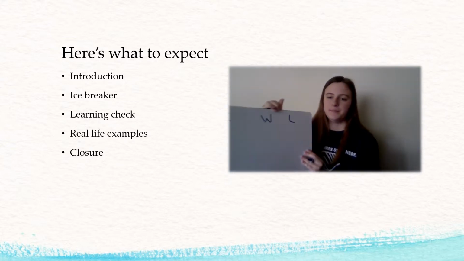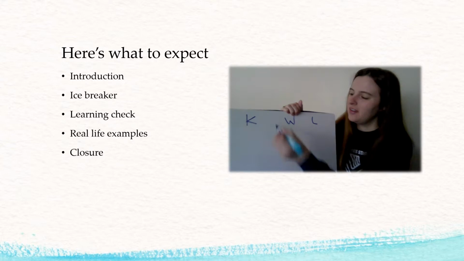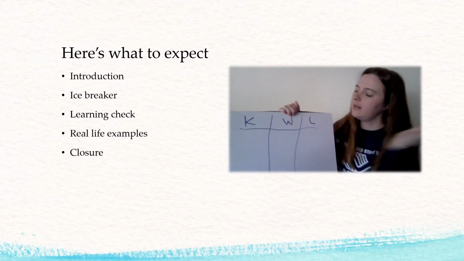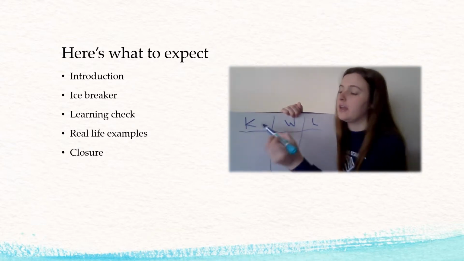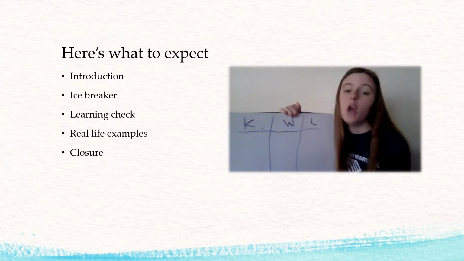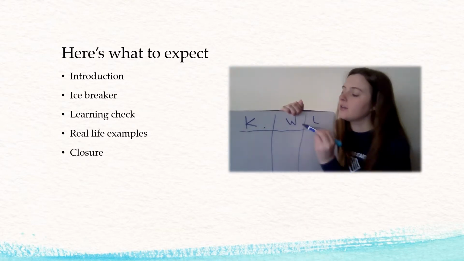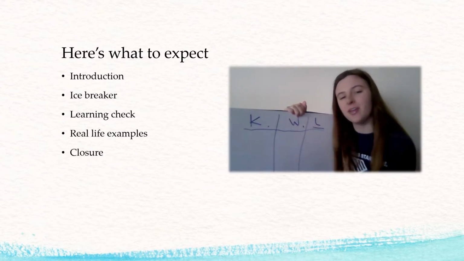Just like that. So you're going to have your 3 columns. And it doesn't have to look nice. So your K is what you know already about the topic. Keep in mind we're talking about business. Your W is what you want to learn, and your L is what you have learned.